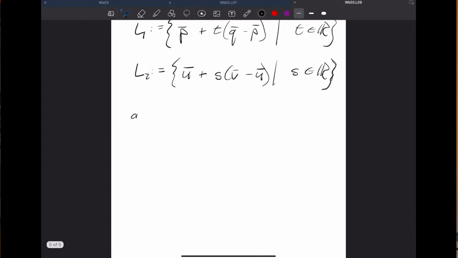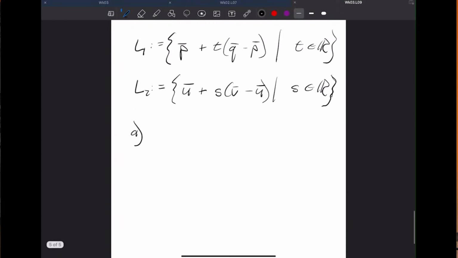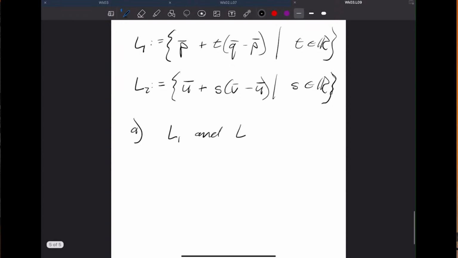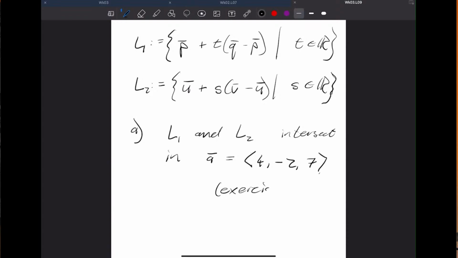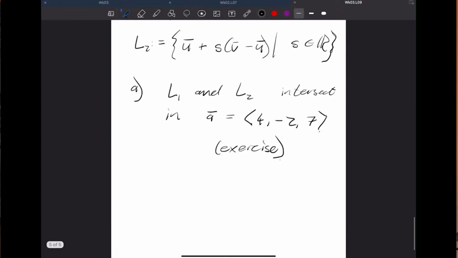And so for part A, we already know how to compute the intersections of lines. So L1 and L2 intersect in the point A, and A is (4, -2, 7). And that we will leave as an exercise for you. We already know how to compute the intersection of 2 lines, so please do that exercise.